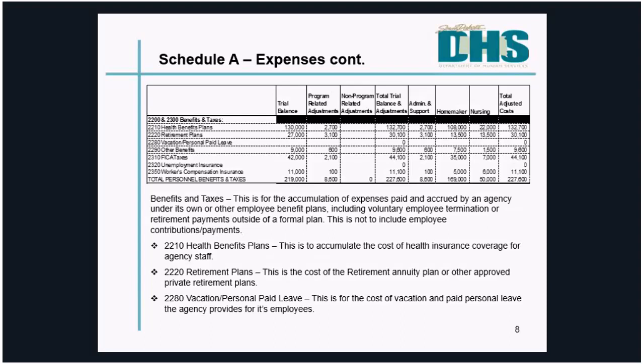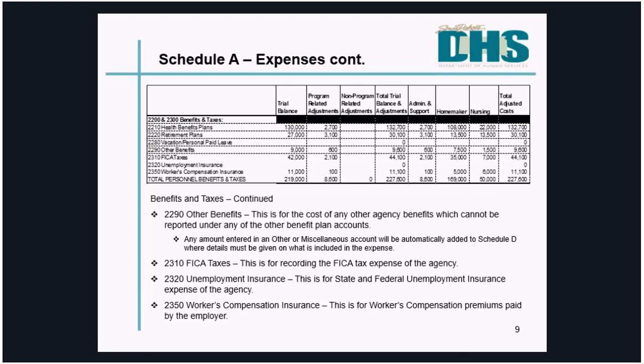This continues on. Other benefits, and if you have something in an other category, that total will be moved to Schedule D, miscellaneous expenses, and you will be required to then fill out that schedule. FICA taxes, unemployment insurance, and workers' compensation insurance should all be reported in this area.